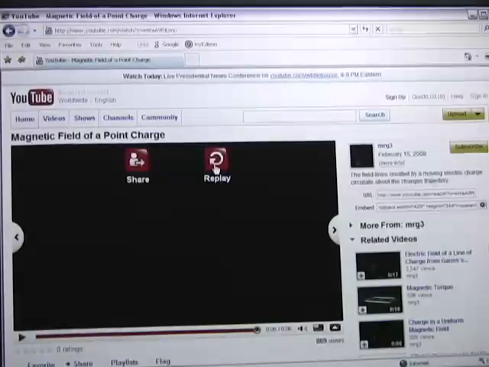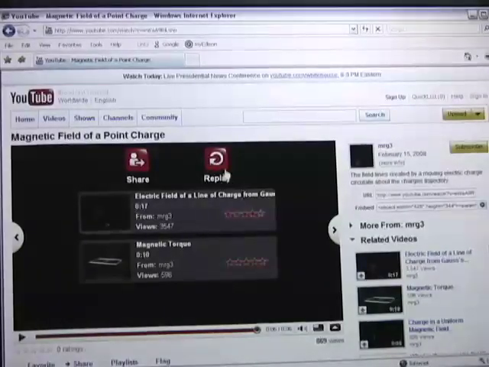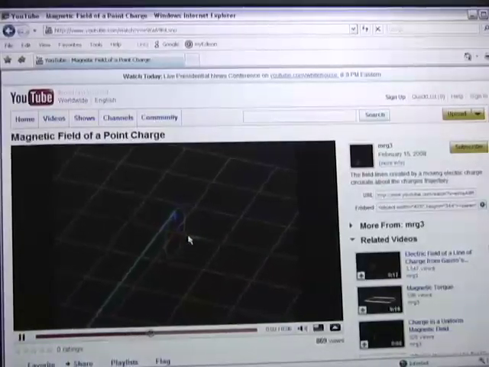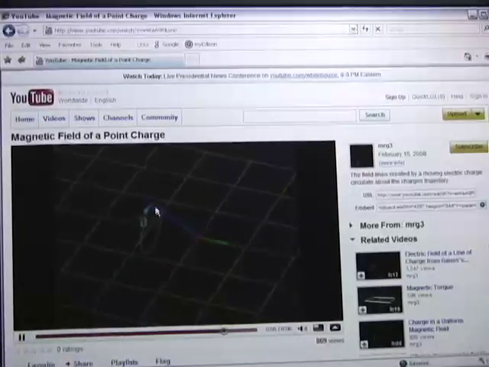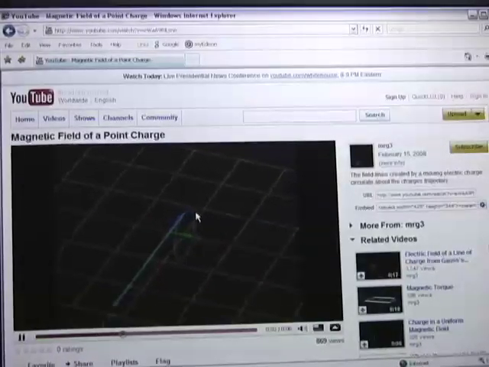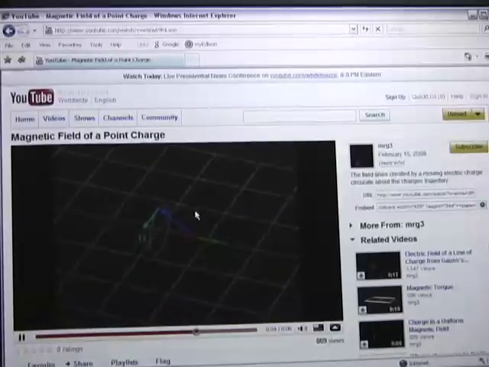Now, here is an illustration of the magnetic field produced by a moving charge. The moving charge, look at the vector R. The moving charge produces a magnetic field given at this point. Watch that carefully.